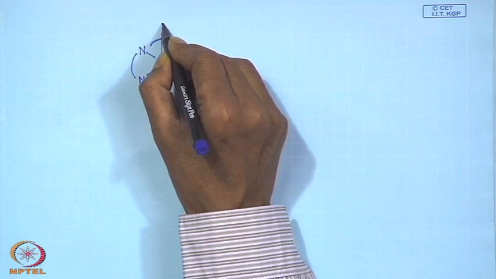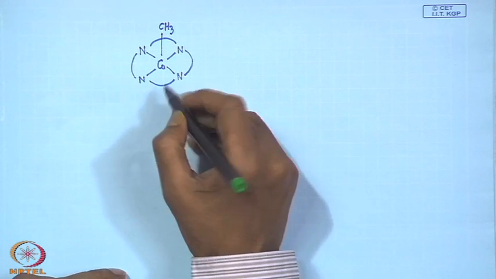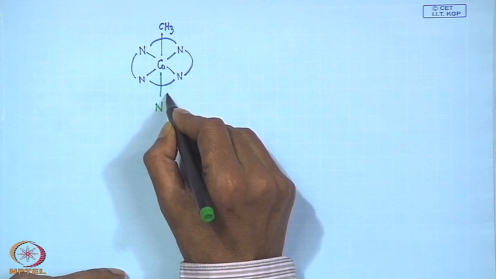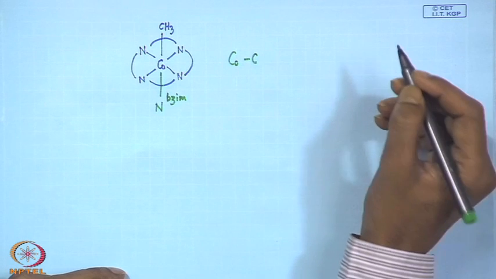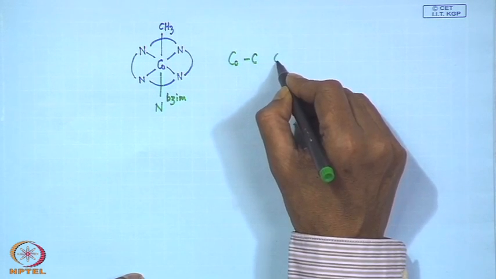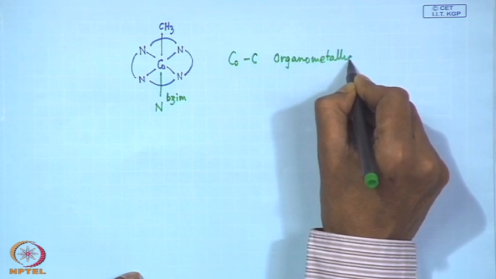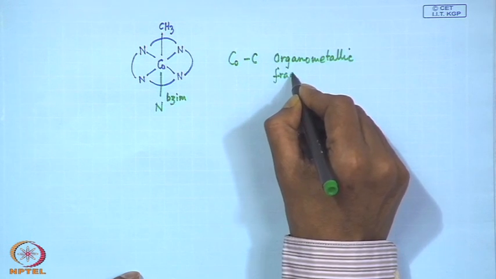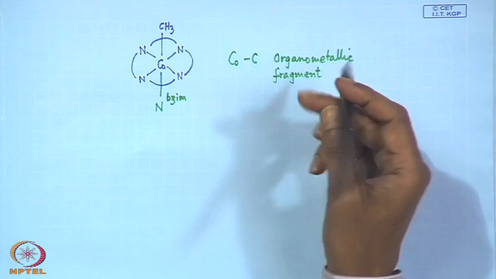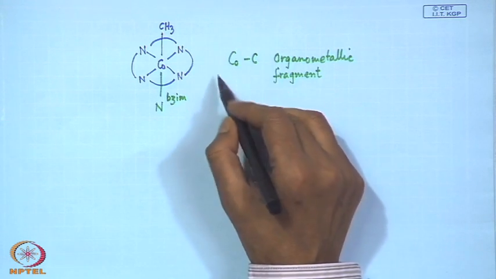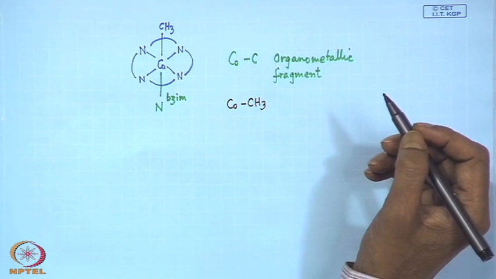where the carbon of the methyl group is directly bound to the cobalt center, and this is the nitrogen of the benzimidazole group. So, what we get here is basically a cobalt carbon bond, and we all know that a metal carbon bond is an organometallic fragment. So, this is nature's first organometallic compound which we find in vitamin B12, and most of these reactions are dominated by the corresponding cobalt methyl function.